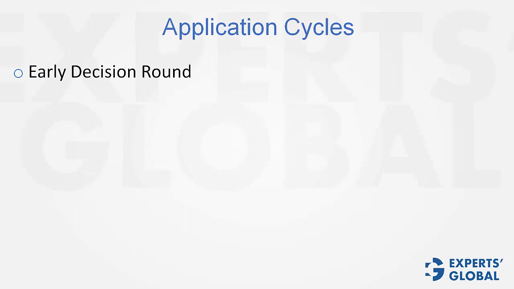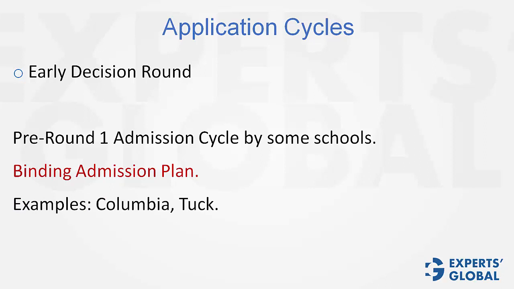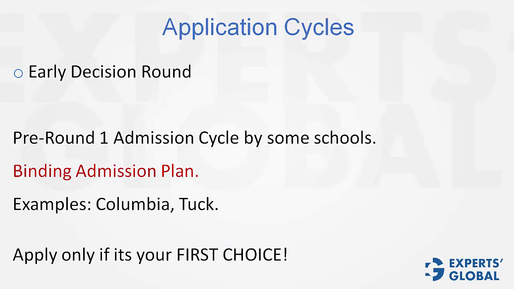A note on early decision round. This is a pre-round 1 admission cycle by some schools. This has a binding admission plan. It means that if you are applying in early decision round and you are offered an admission, you must accept the offer and you must withdraw your applications from all other schools that you may have applied to. Examples: Columbia, Tuck, they have an early decision round as well. The recommendation is that you must apply in the early decision round only if the school is your first choice.